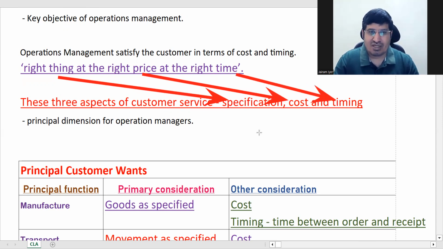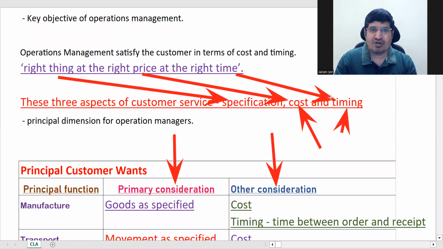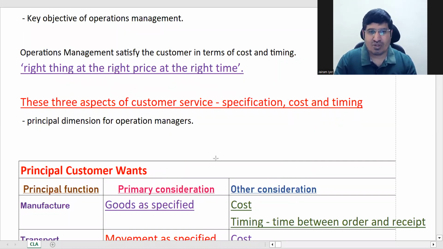So now here we are using the three same things. Okay, primary consideration is specification, other consideration is cost and timing. Okay, this cost and this time, fine. So इसमें बस we are trying to see what is the need for various principal functions.